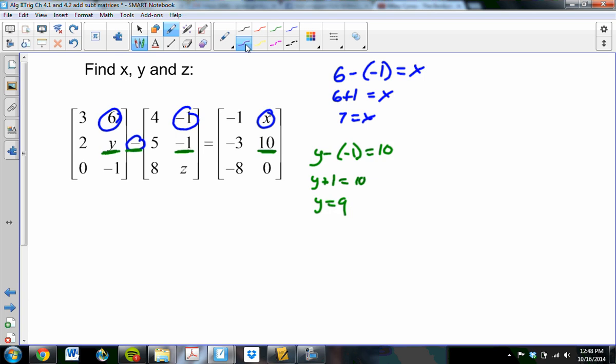Finally, I want to find z. This is going to be the bottom right spot, bottom right spot, bottom right spot. Negative 1 minus z equals 0. Add a 1 to both sides. Z is negative 1.